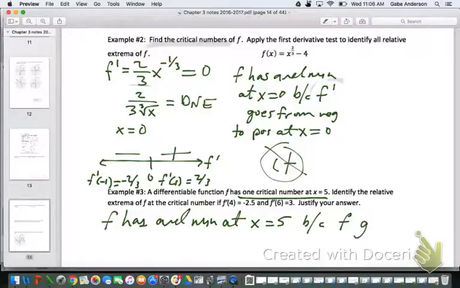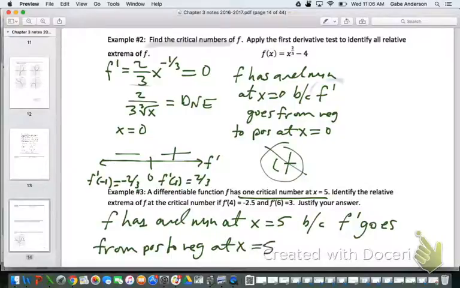Because F prime, there we go, F prime goes from positive to negative. Okay, guys, don't pack up yet, please. At x equals 5. So, Pristine, that's well said and correct. Of course, the fact that there's only one critical number makes all the difference, right? Because if there was more than one critical number potentially, then this reasoning could be completely wrong, couldn't it?